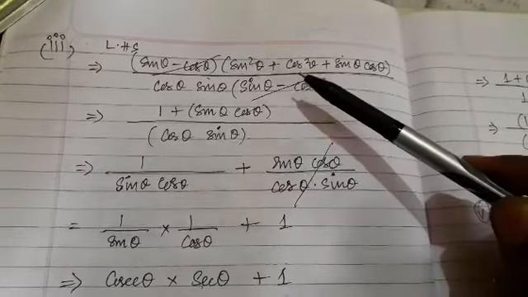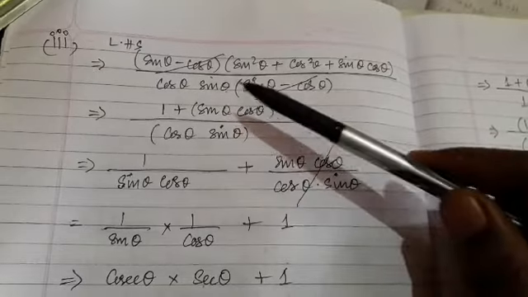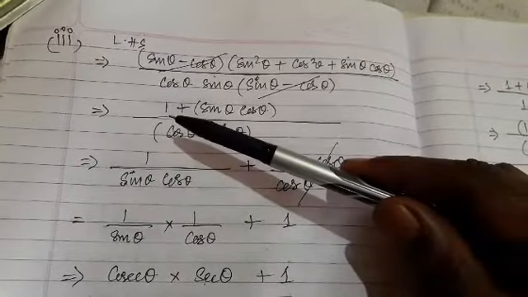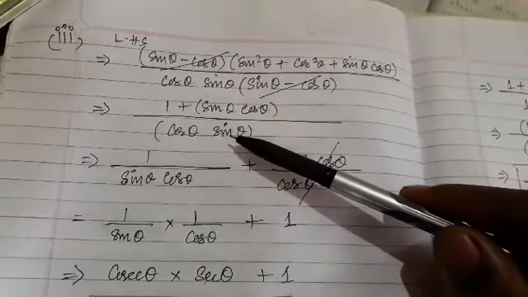Sin square theta plus cos square theta plus sin theta cos theta upon cos theta sin theta. What is sin square plus cos square? That is equal to 1. So I have written one identity. So 1 plus sin theta cos theta upon cos theta sin theta.